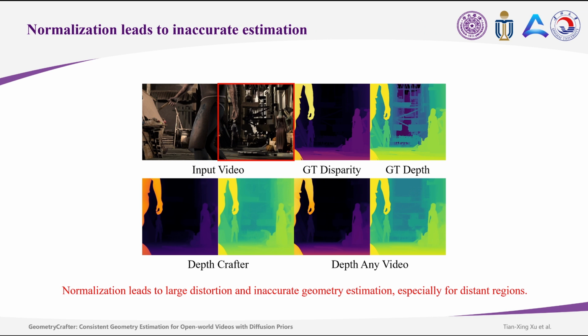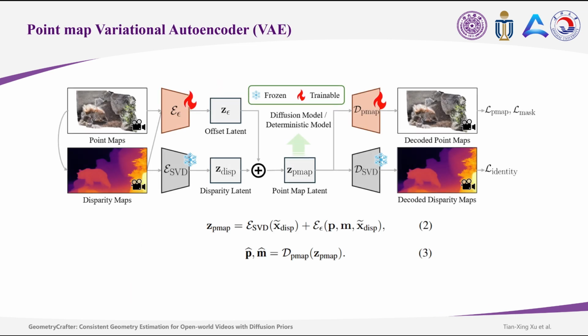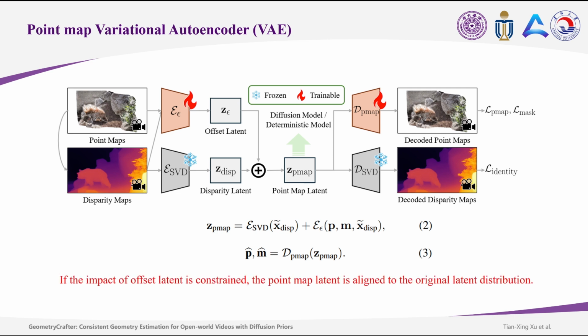ratio for large values. Central to our approach is a novel point map VAE, tailored to effectively encode and decode unbounded 3D coordinates without compressing depth values into a bounded range. Its dual encoder architecture uses a frozen RGB encoder for primary depth information and a residual encoder to embed the remaining information, inspired by LayerDiffuse. If the impact of the offset latent is constrained, the point map latent is aligned to the original RGB latent distribution, enabling the utilization of pre-trained diffusion weights for robust zero-shot generalization.